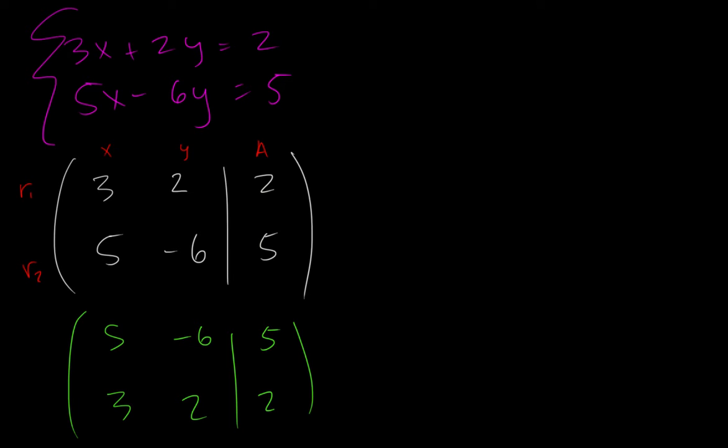Now, other things we can do, we can just choose to multiply 2 rows by whatever we want. So we can say, well, I want to multiply the top by 2, and I want to multiply the bottom by -5. So if we did that, we would get 10, -12, 10, and we get -15, -10, -10.